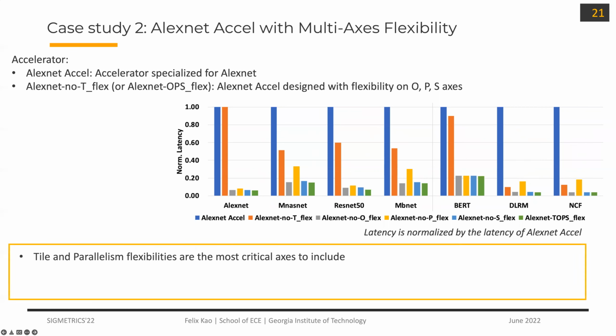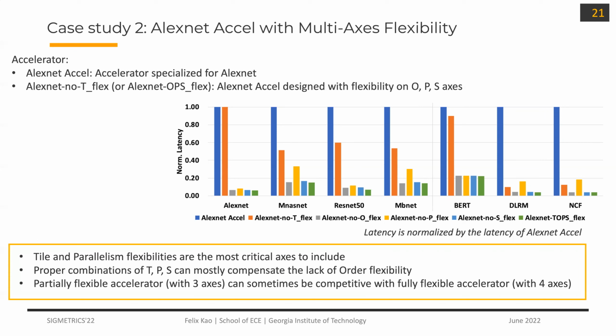We can observe that the orange bar and the yellow bar are the highest for one model or another. It means that the accelerator is more sensitive to tile and parallelism mapping axes. We can observe the gray bar is almost as low as the green bar across all models. It means order is less sensitive. And to explain it in another manner, a proper combination of T, P, and S mapping axes can mostly compensate for the lack of order flexibility. Therefore, a partially flexible accelerator can sometimes be competitive with a fully flexible accelerator.